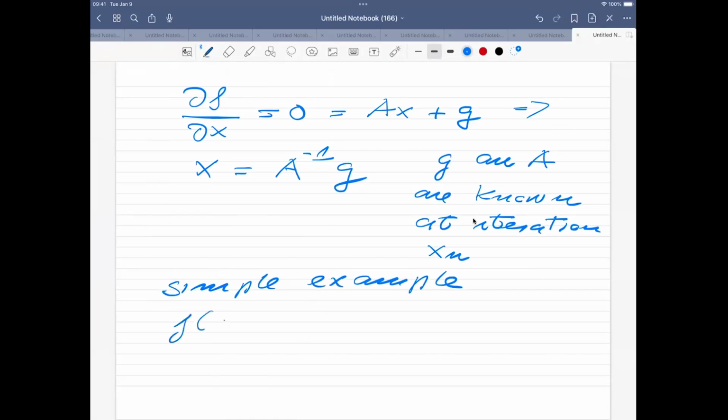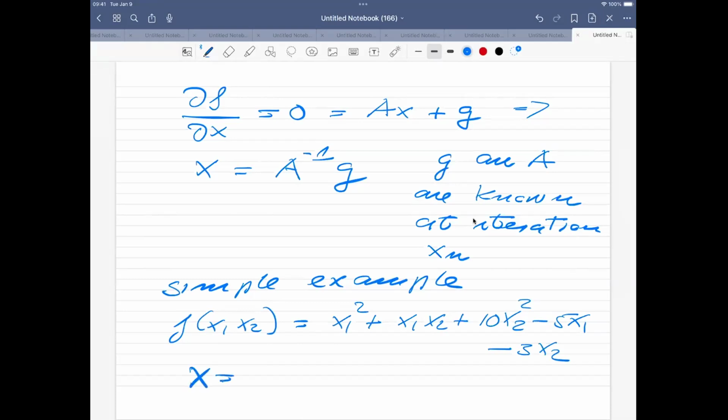Suppose you have a function of two variables, x1 and x2. You could think of this function as being given by this example here: x1 x2, plus 10 times x2 squared, minus 5 times x1, minus 3 times x2. Now I can rewrite this in terms of matrices and vectors. If I define a vector x, given by x1 and x2 as variables, so x1 and x2 are scalars, then I can rewrite this function which you see here.